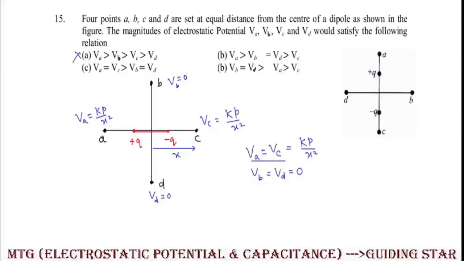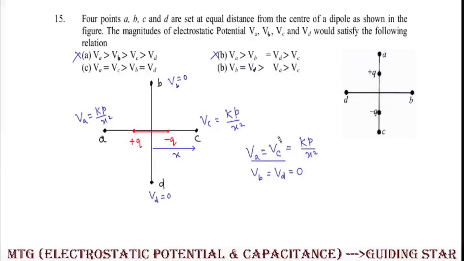Okay, so here in this particular case we'll have to choose. Option B, VA greater than VB. Yes, that is correct. VA greater than VB. VA is Kp upon x square. VB is 0. And VB equal to VD, VB is equal to VD, that is equal to 0. And VD is greater than VC. That is wrong. Clear? VD is 0, and how can it become greater than VC?